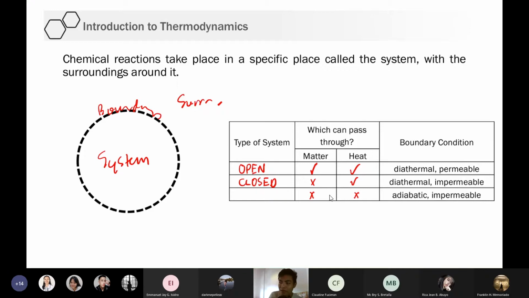Then, what if parehas niya pinipigilan mag-pass through yung matter and heat, no? We call that an isolated system.